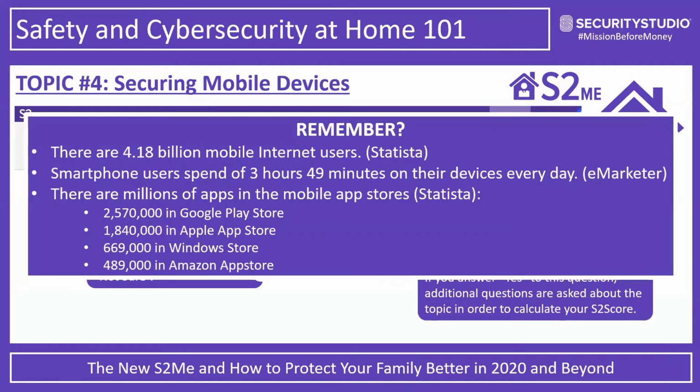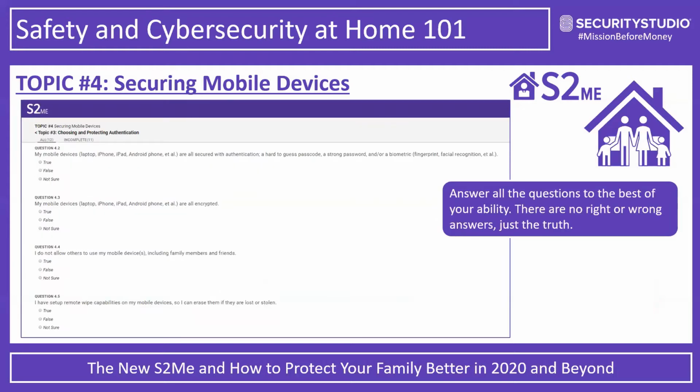This is going all the way back to session 1 or part 1. This is a stat that we used. And really the point here is the things that we're asking in the S2Me are all relevant. In this case, 4.18 billion users of mobile devices and using the internet. So those two combined. You can see most people, almost everybody, is using a mobile device in the United States anyway. All right, so you choose yes, you'll see then a bunch of questions appear that you'll need to go through.